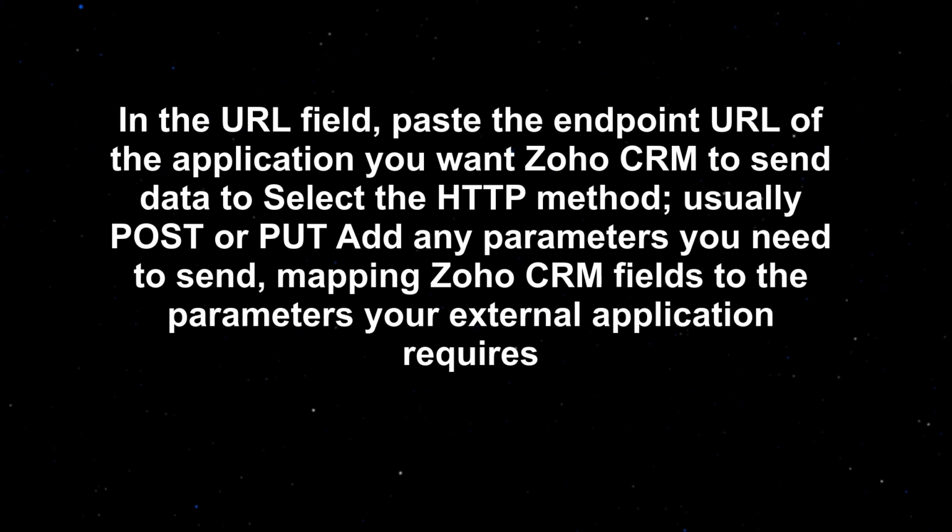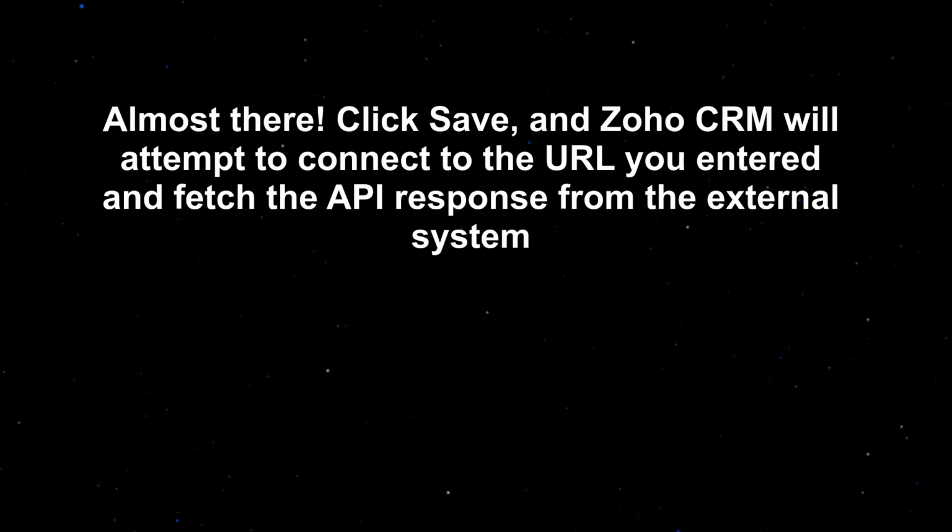In the URL field, paste the endpoint URL of the application you want Zoho CRM to send data to. Select the HTTP method, usually POST or PUT. Add any parameters you need to send, mapping Zoho CRM fields to the parameters your external application requires. Almost there. Click Save, and Zoho CRM will attempt to connect to the URL you entered and fetch the API or response from the external system.